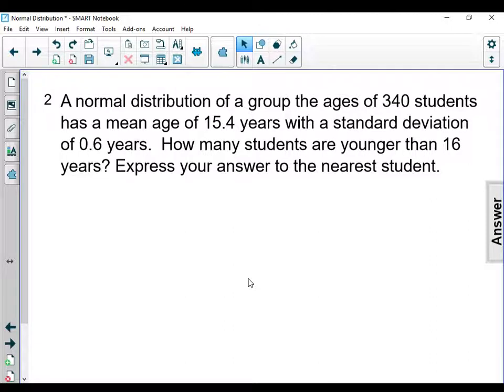Matthew, something got your attention? Remember, this one's asking about students, not the percentage.